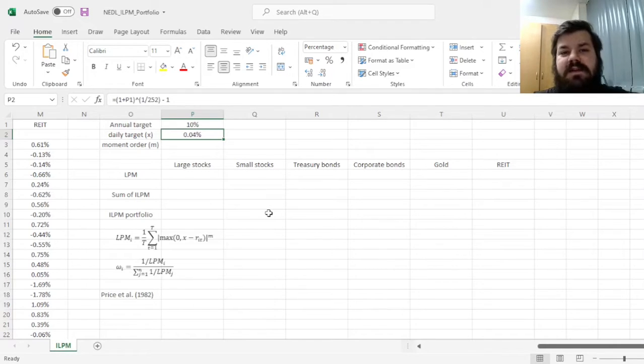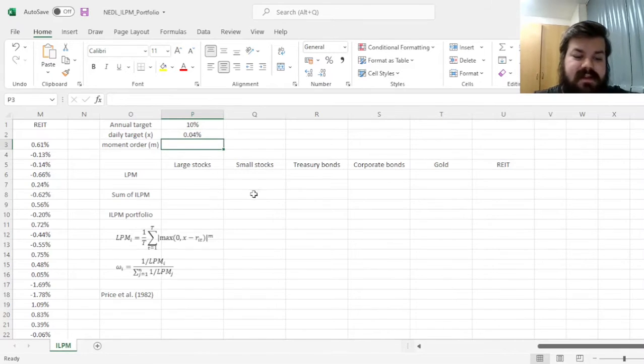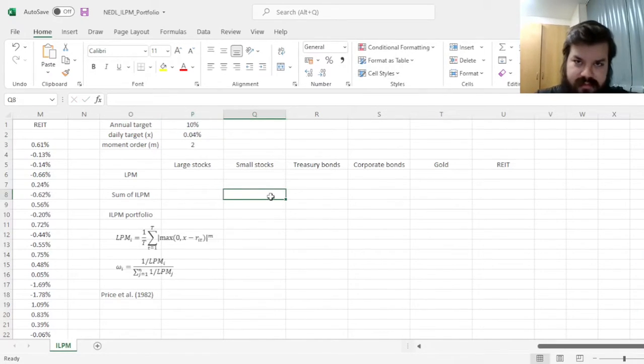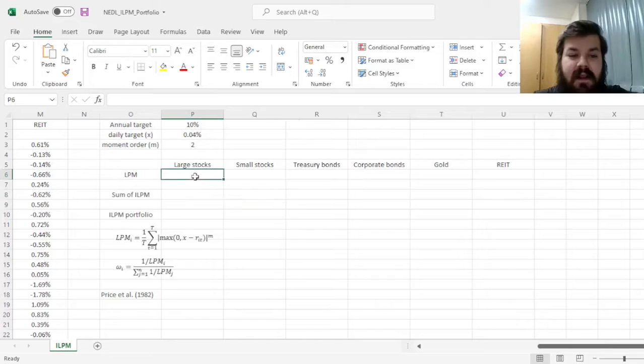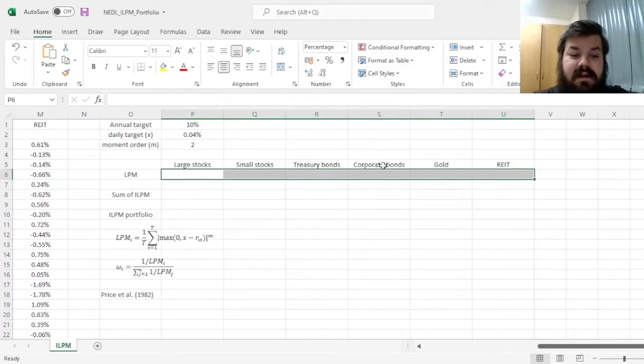And we can interpret higher orders of our lower partial moments as a more risk-averse investor, an investor that cares more about tail events. And that has a nice correspondence to something like constant absolute risk aversion utility functions, albeit more heuristical and less based on optimization or sophisticated mathematics. So let's start with order 2, which corresponds to semivariance, and calculate lower partial moments of our asset classes, and then construct our portfolio.